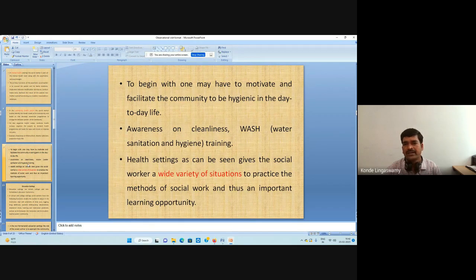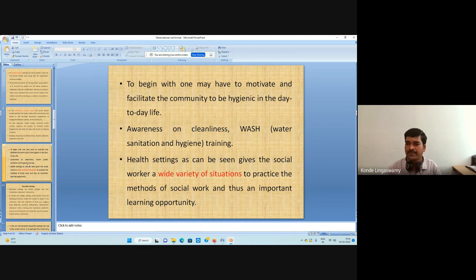To begin with, one may have to motivate and facilitate the community to be hygienic in day-to-day life, with awareness on cleanliness, and then water and sanitation and hygiene (WASH) training. Health settings, as can be seen, give social workers a wide variety of situations to practice the methods of social work, and thus an important learning opportunity. Compared with other settings, in health settings we can find a wide variety of situations.